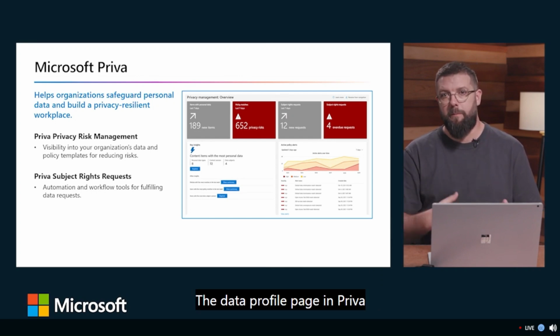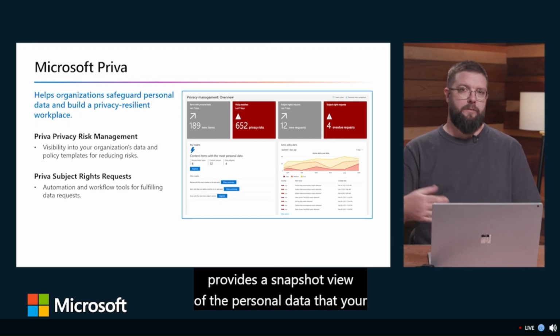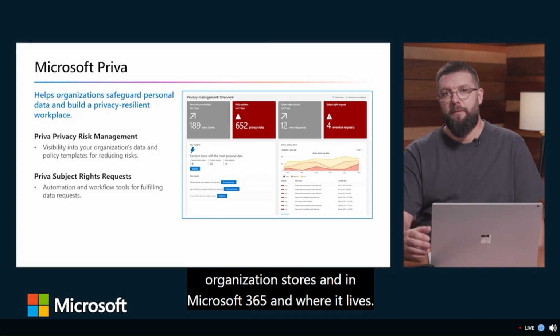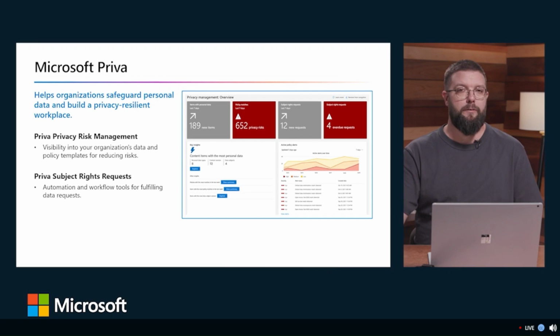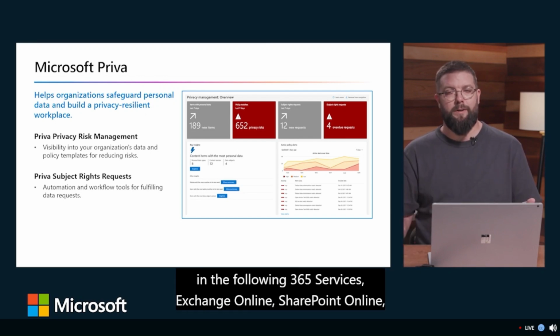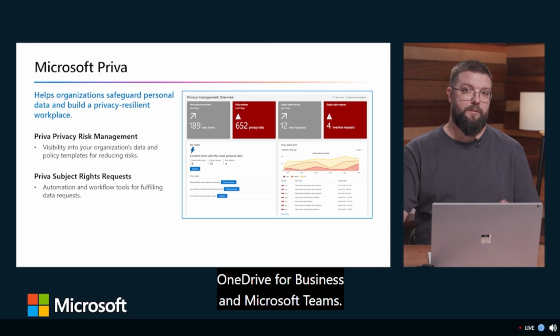The data profile page in Priva provides a snapshot view of the personal data that your organization stores in Microsoft 365 and where it lives. You can also get insight into the types of data that you're storing. Essentially, it evaluates your organization's data stored in the following 365 services: Exchange Online, SharePoint Online, OneDrive for Business, and Microsoft Teams.